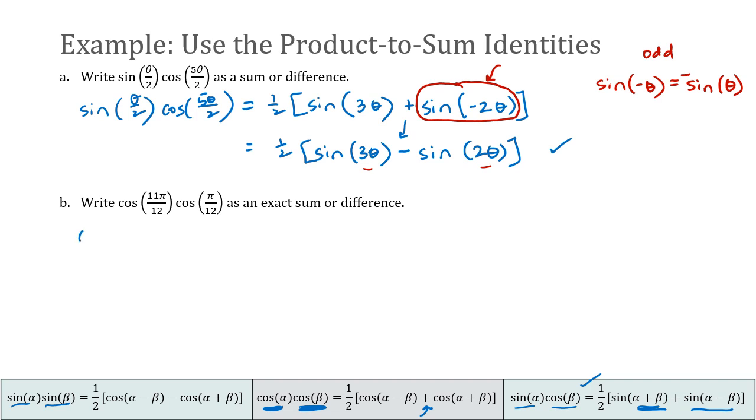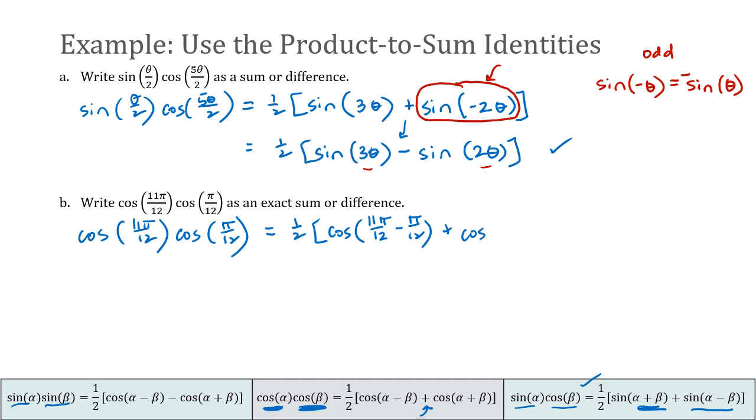So I'm going to have the cosine of 11 pi over 12 times the cosine of 1 pi over 12. Always good to start out by writing the problem. And that is going to equal 1/2 times the cosine. I'm going to subtract the two angles. Okay, so 11 pi, I'll go ahead and write it out this time. 11 pi over 12 minus 1 pi over 12. And I'll simplify that in a bit. Plus the cosine, now I'm going to add them. So 11 pi over 12 plus 1 pi over 12.